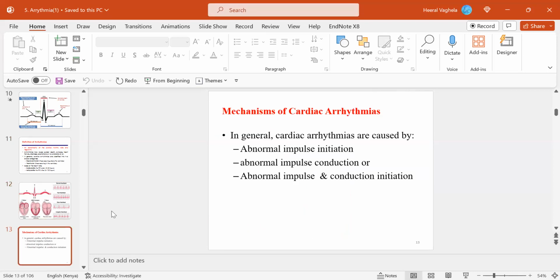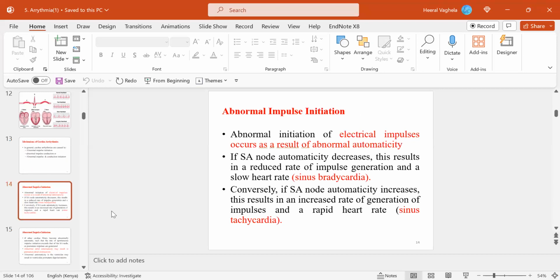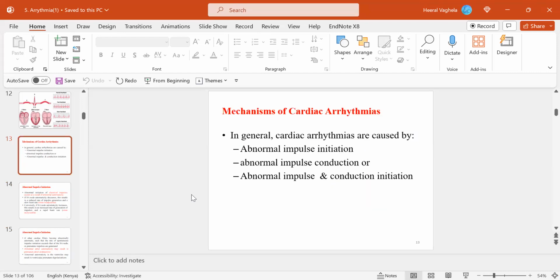So arrhythmia is caused by abnormal impulse initiation, where there's abnormal automaticity of the SA node. It's either slow or it's fast. When it's slow, it causes sinus bradycardia, and when it's faster, then it's sinus tachycardia. Then abnormal impulse conduction, where there's abnormal conduction from the SA node to the AV node, or it can be both, where the initiation is abnormal and even the conduction is abnormal.